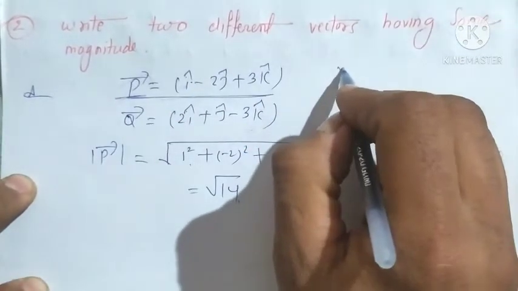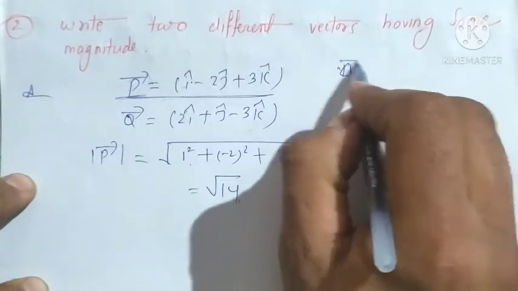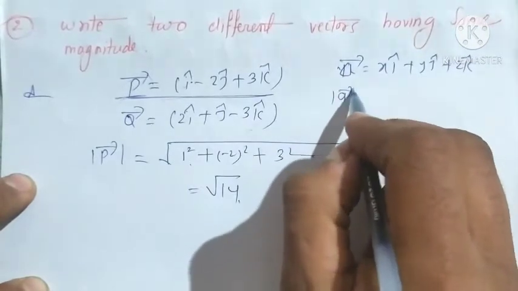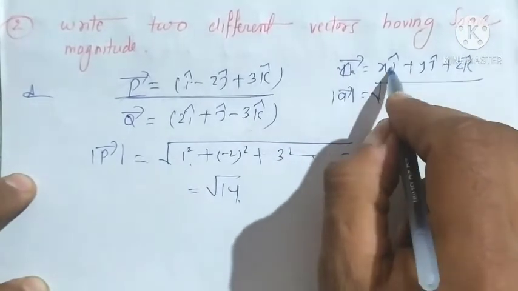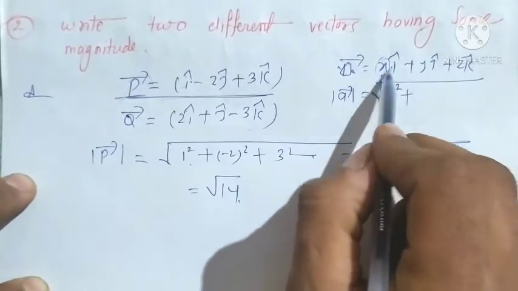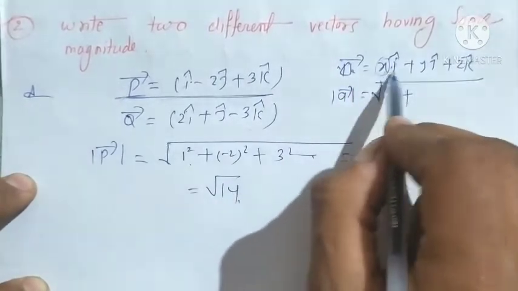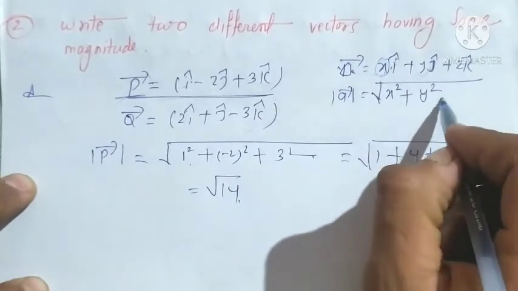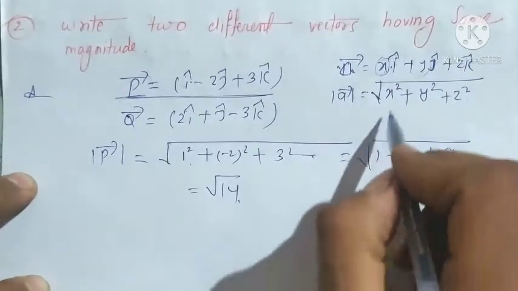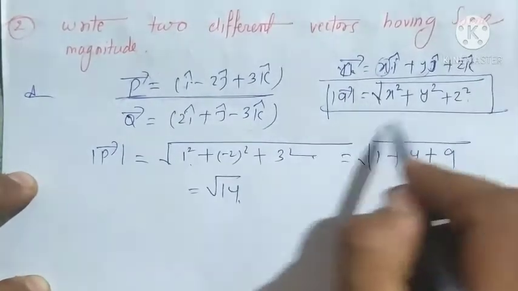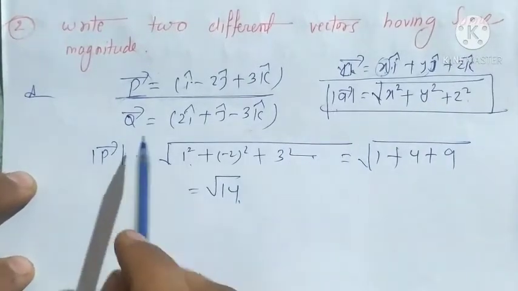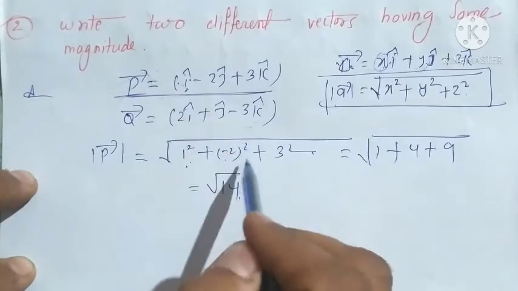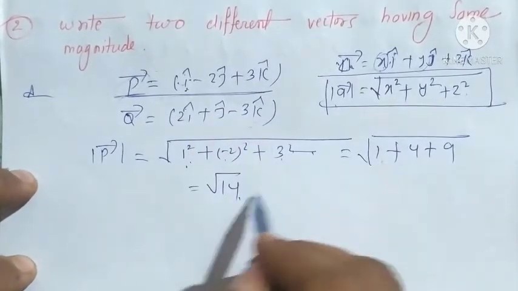If we take any other vector a, xi, yj, zk, we use this formula: the magnitude value of a is under square root x square, where x is along the unit vector i along the x axis, plus y square along the y axis, plus z square along the z axis. This is the formula to find the magnitude value of any vector. Similarly here, 1 square, minus 2 square, plus 3 square. Finally under root 14.